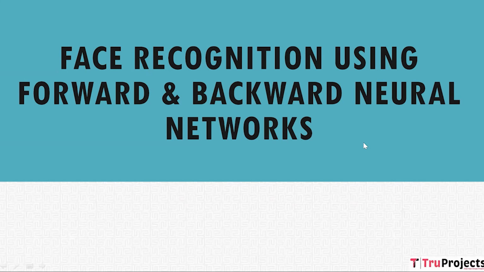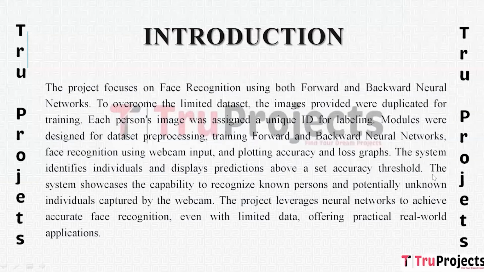To True Projects. In this video, we are going to explain about face recognition using forward and backward neural networks. Introduction. Face recognition utilizing both forward and backward neural networks is the project's main objective. The provided photos were duplicated for training in order to get around the dataset limitations. An individual ID was given to each person's photograph for tagging.